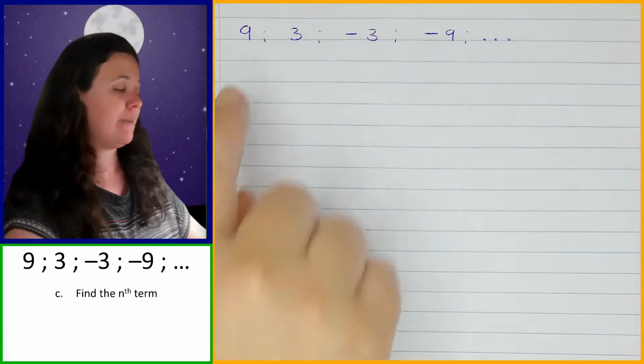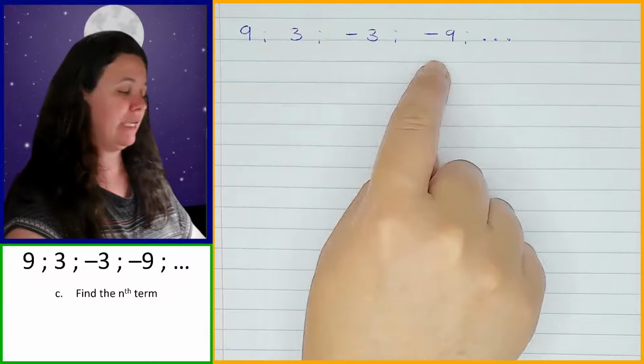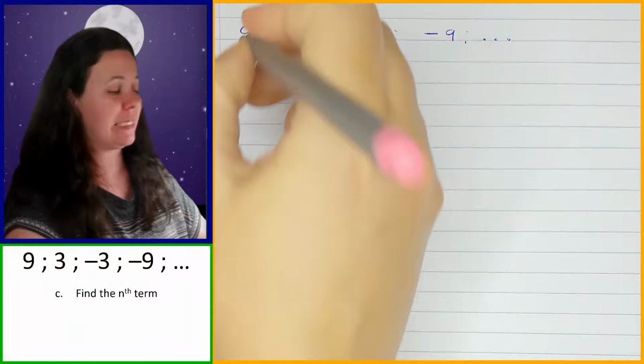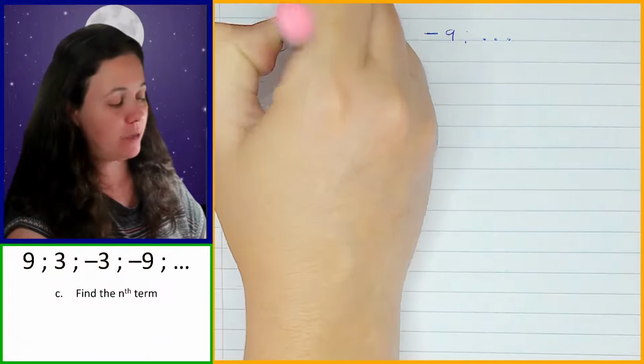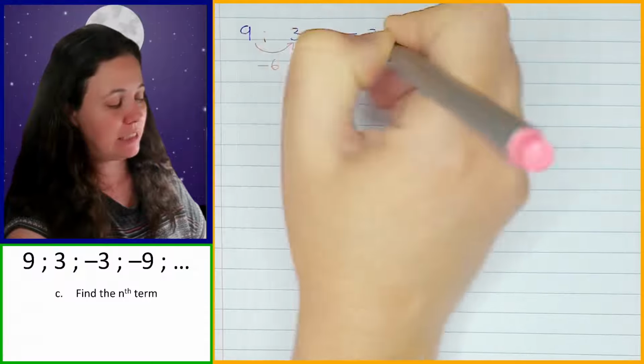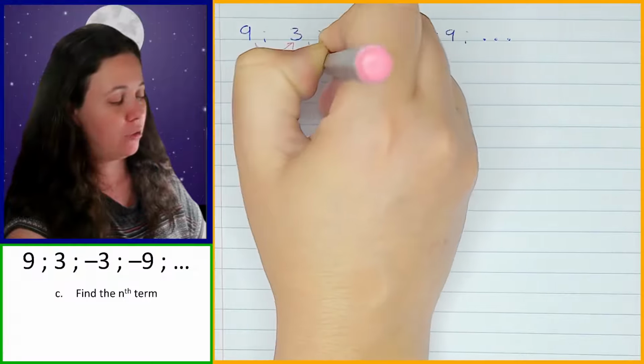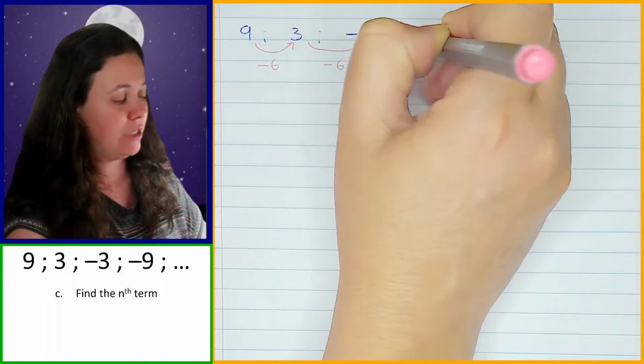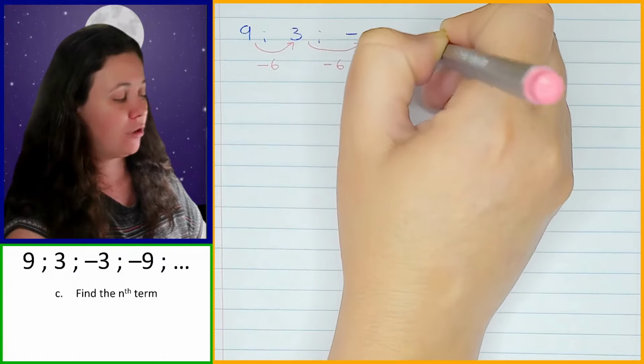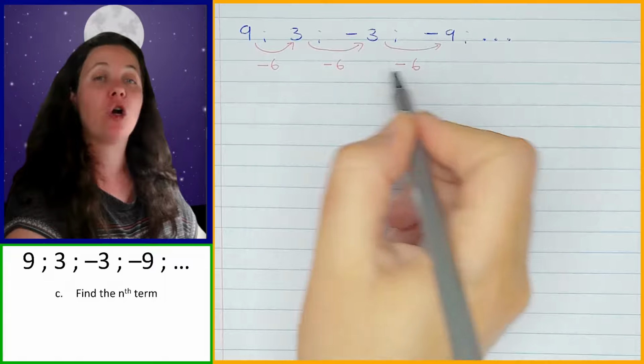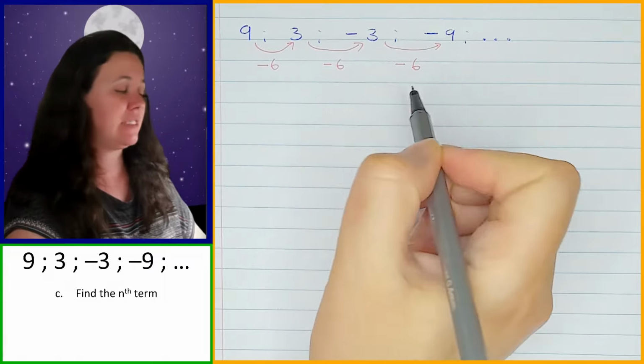So I've got my pattern, 9, 3, negative 3, negative 9. Now, like I said, we are going down in 6s. If you go from the 9 to the 3, you are subtracting 6. If you go from the 3 to the negative 3, you are subtracting 6. If you go from negative 3 to negative 9, you are again subtracting 6. So we have a constant difference of negative 6.